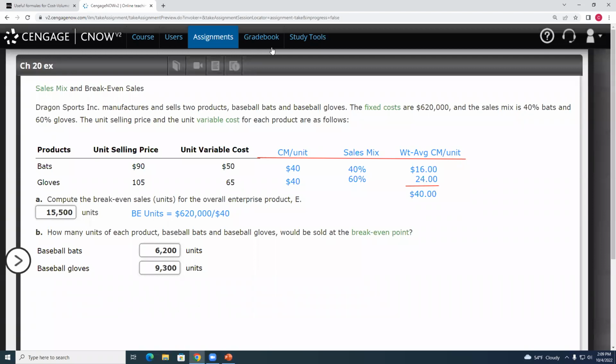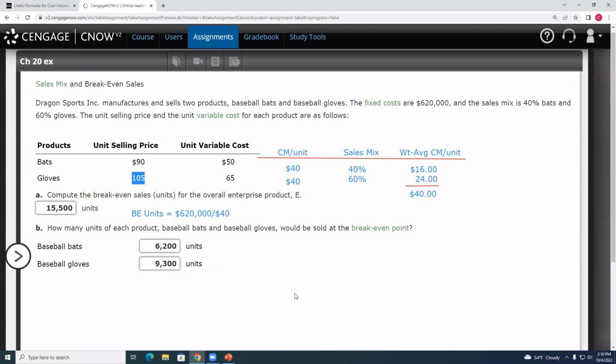How much are we charging for the bats? $90. Yep, so we're charging $90 for each bat. So if we were to take the 6,200 units and multiply by $90, that would get us to our revenues from the bats. We would do the same thing for the gloves, multiplying the units times the $105 selling price. So that's a reasonable question to ask as well. How much revenue are we going to produce?